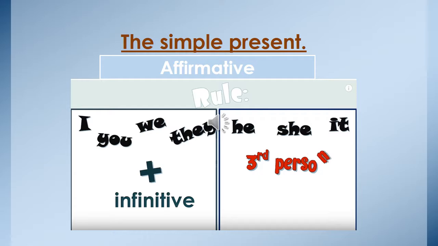The simple present. The first way is affirmative. The first rule is the next. When you use the simple present, it's necessary that you identify and know the use of the pronouns and the verb to be. Next, you identify the pronouns used in the third person: he, she, and it. And you use these pronouns with the addition of the infinitive.